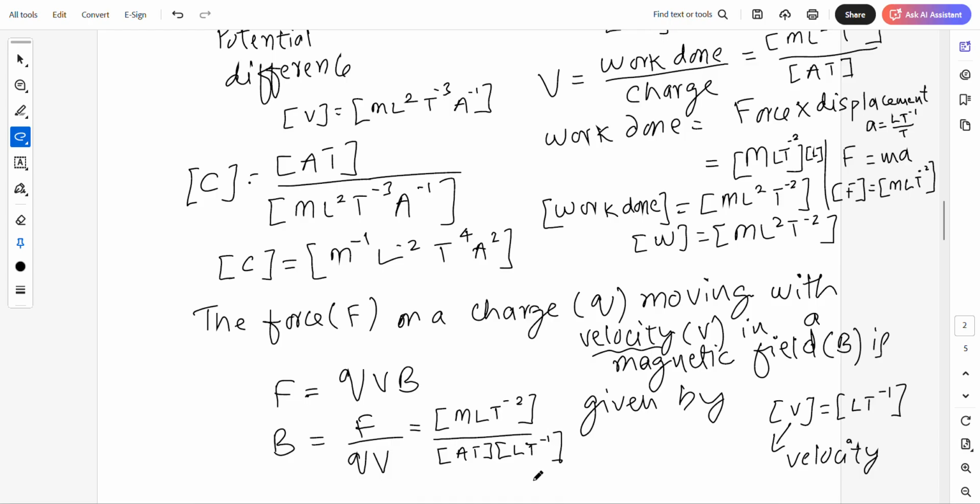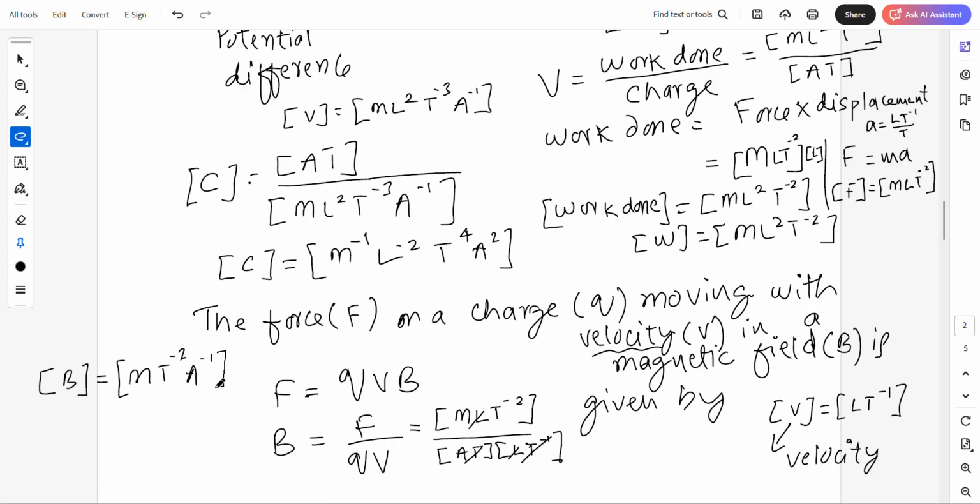Now from here we can calculate the dimensions of B. The dimensions of B will be M. Is any L there? No, L and L get cancelled here. Is T there? Yes, T to the power of minus 2 plus 1. This T and this T inverse get cancelled, therefore T to the power of minus 2. And A will come in the denominator.